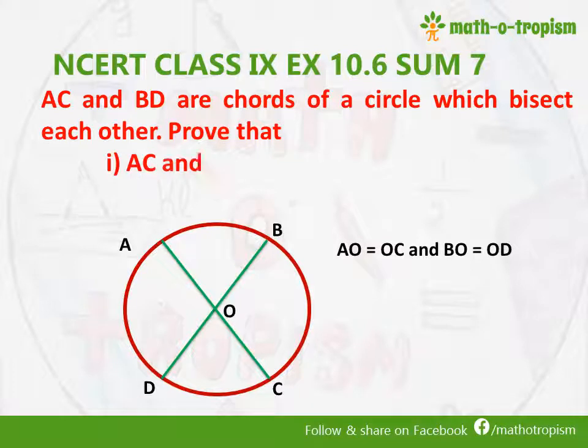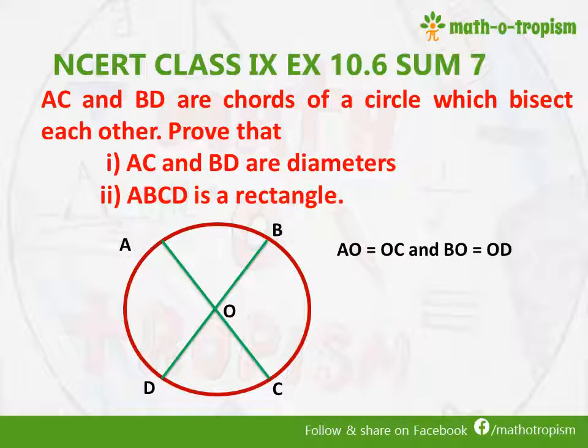And we need to prove that AC and BD are the diameters and ABCD is a rectangle. So for that we will join AB, BC, CD and DA.